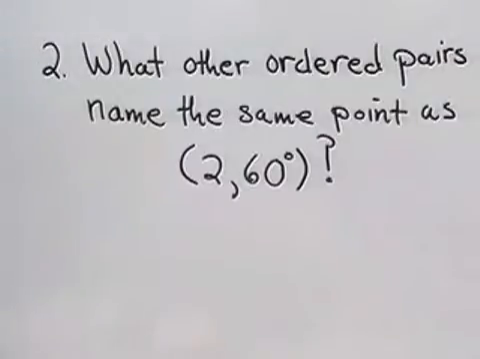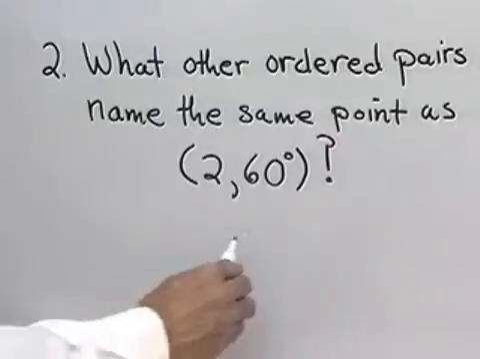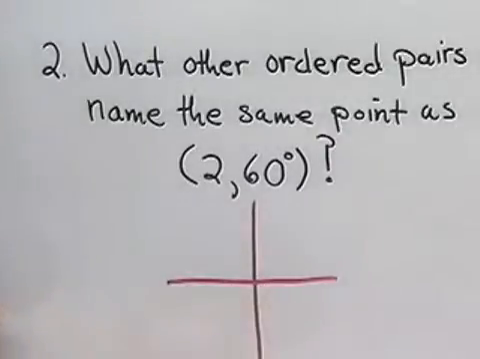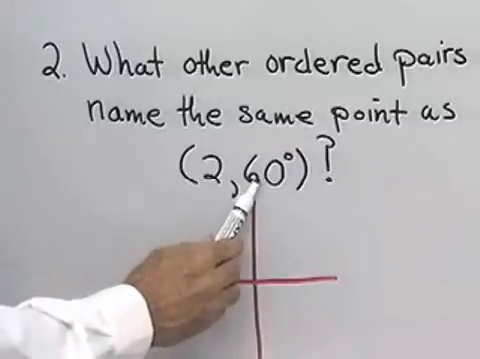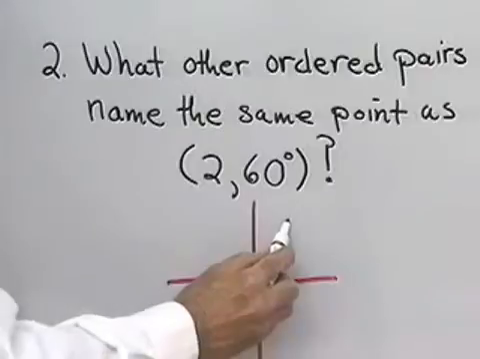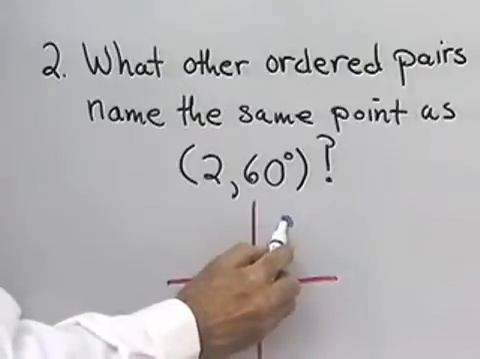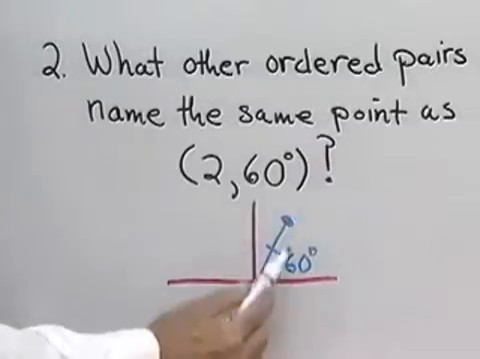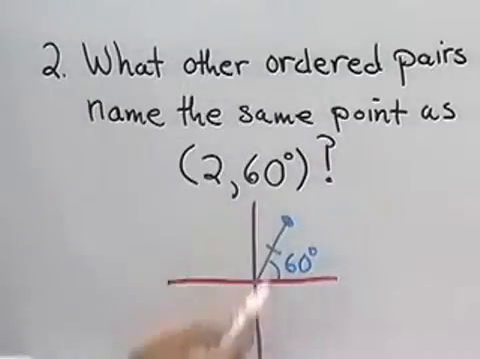What other ordered pairs name the same point as (2, 60°)? Well, let's take a look first of all at the graph of (2, 60°). I want to go 2 units out on the terminal side of angle 60 degrees in standard position. So I'll go 2 units out, 1, 2, on an angle of 60 degrees in standard position. So this is the point right here, (2, 60°). How else can I name this point?